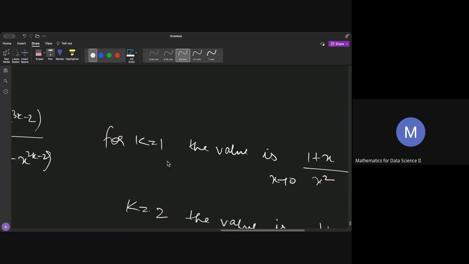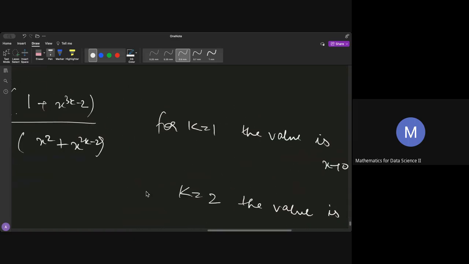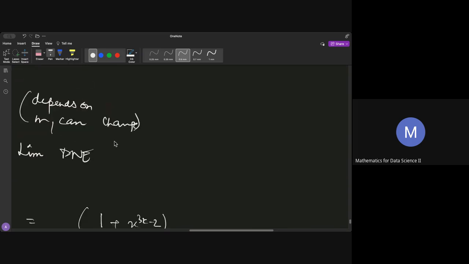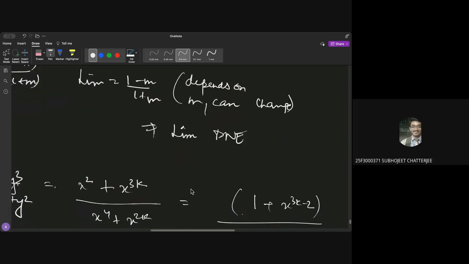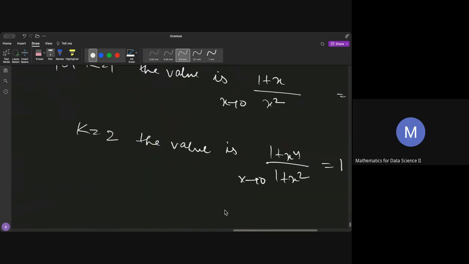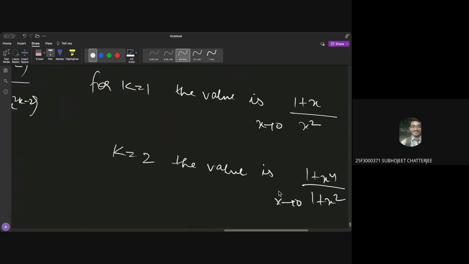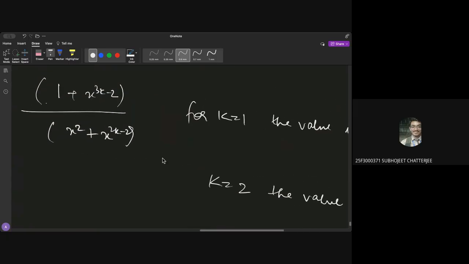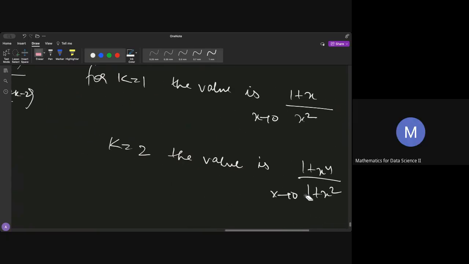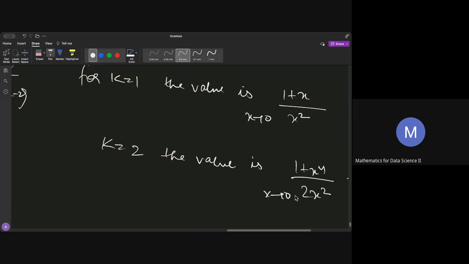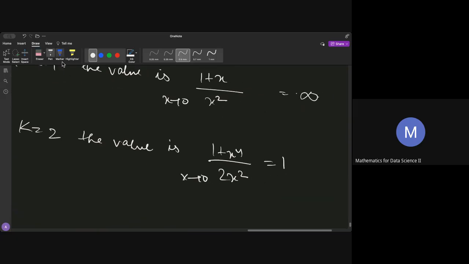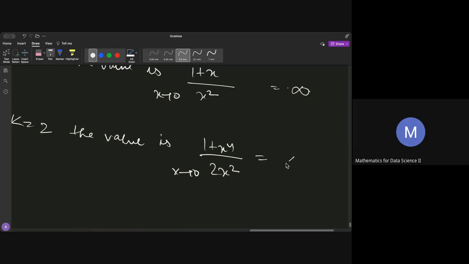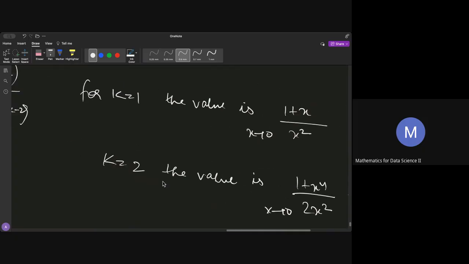So I did this for you to see that for different values of k, this will be 1 plus x square, and here x square plus x square, not 1. There was one x square, okay? So this will be 2x square. Then again this limit is going to be infinity, right?